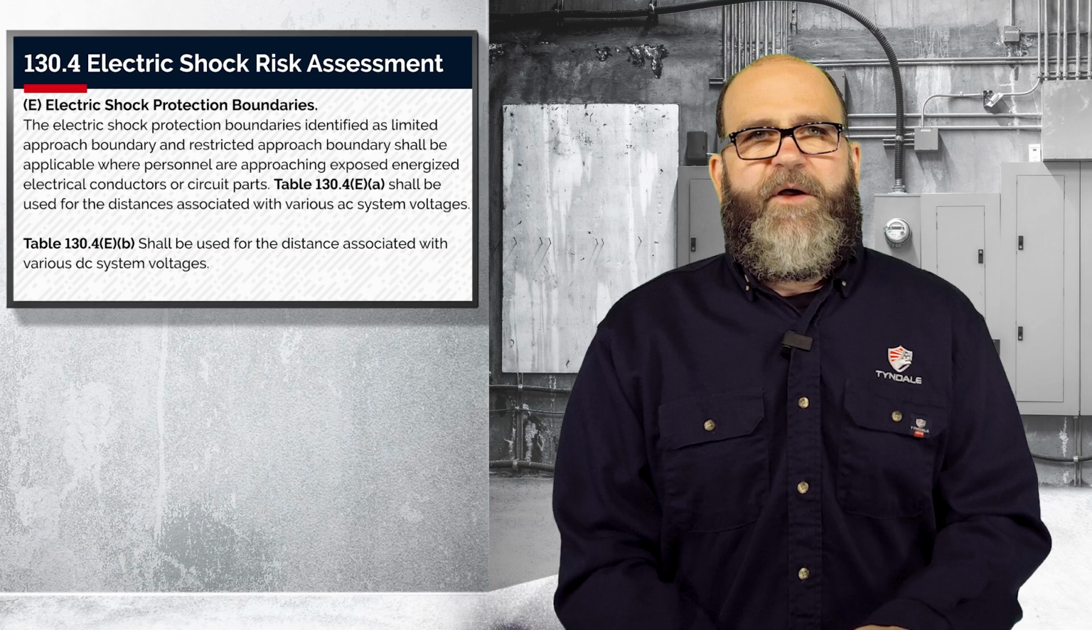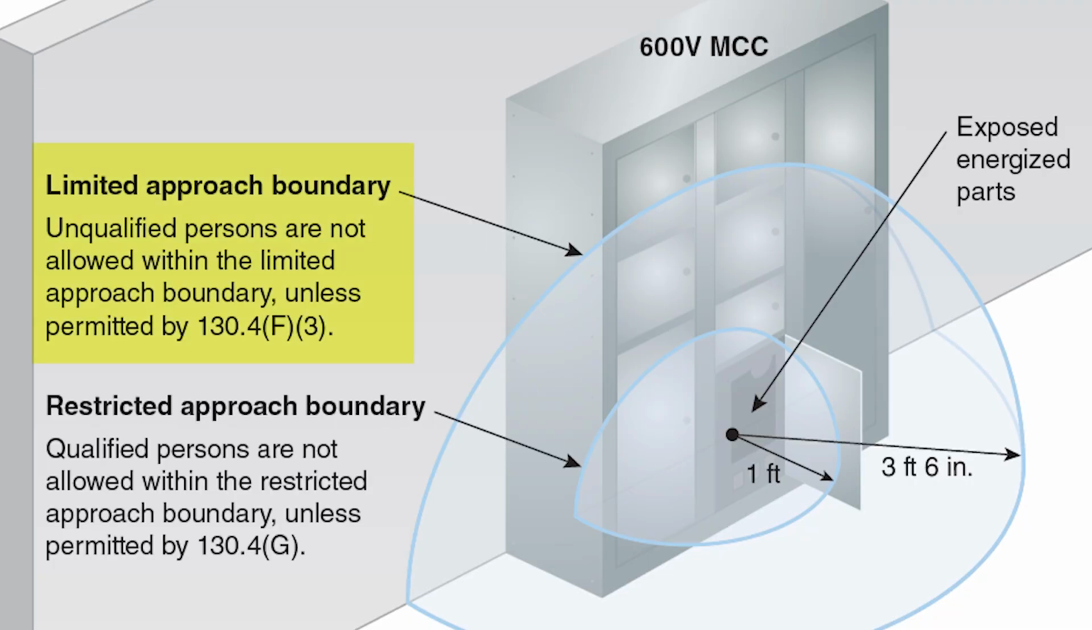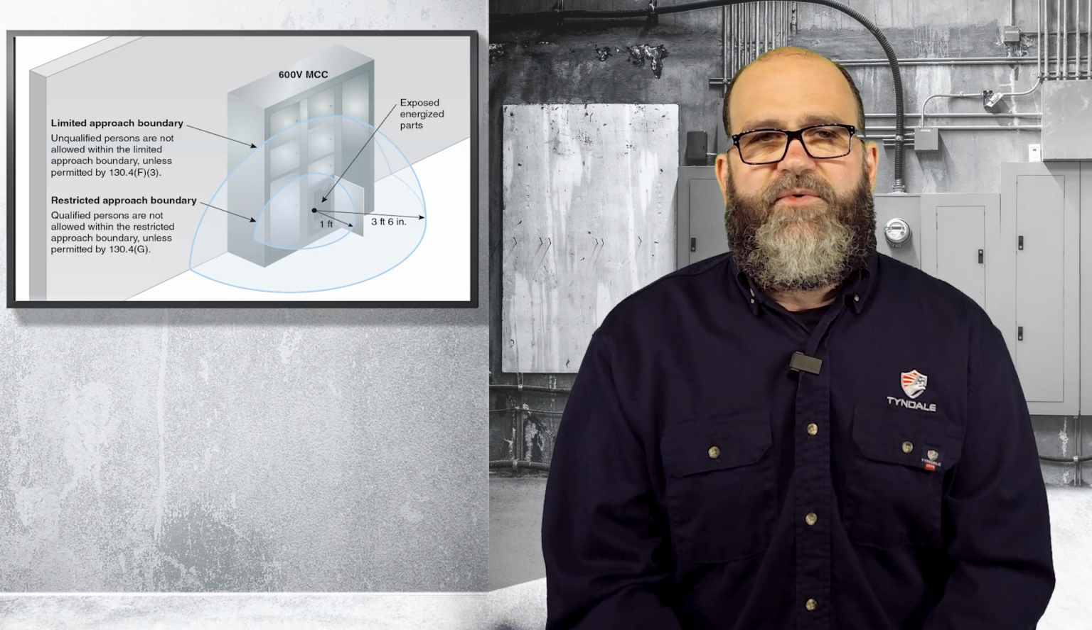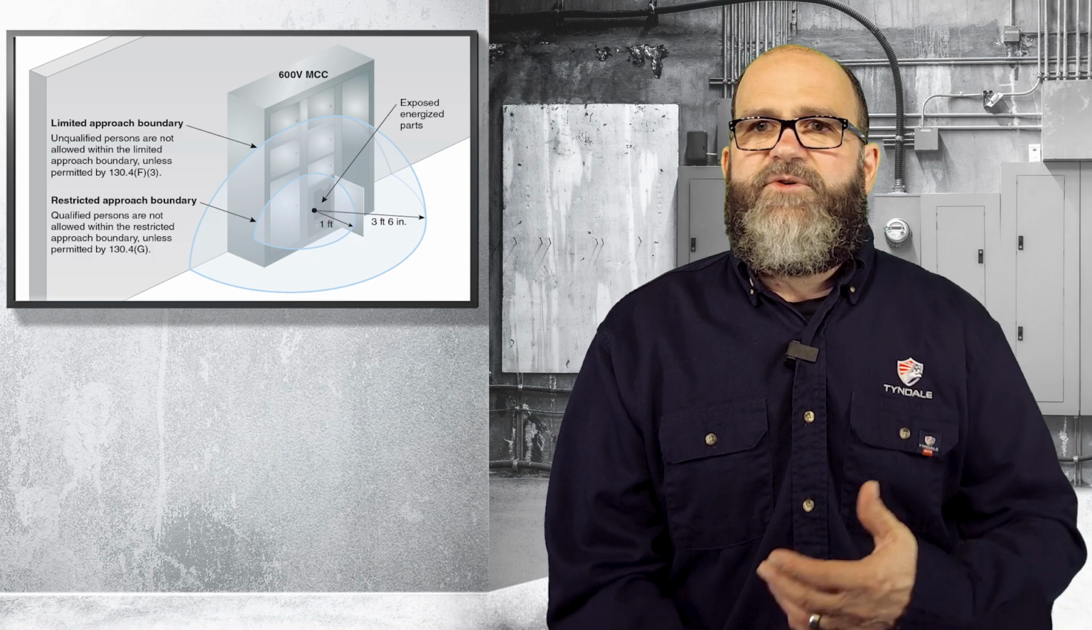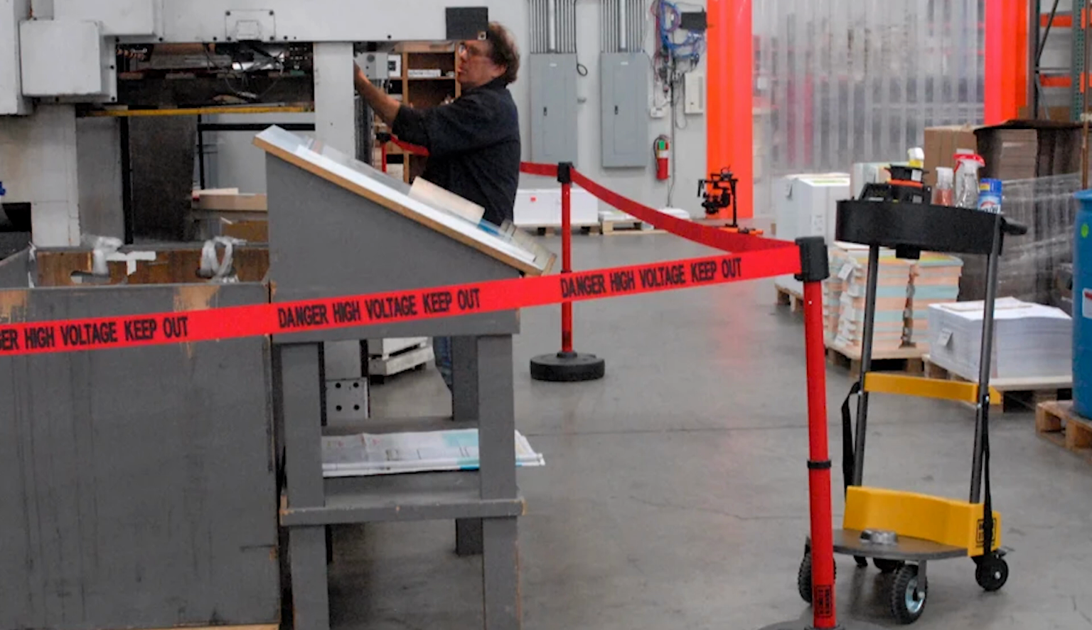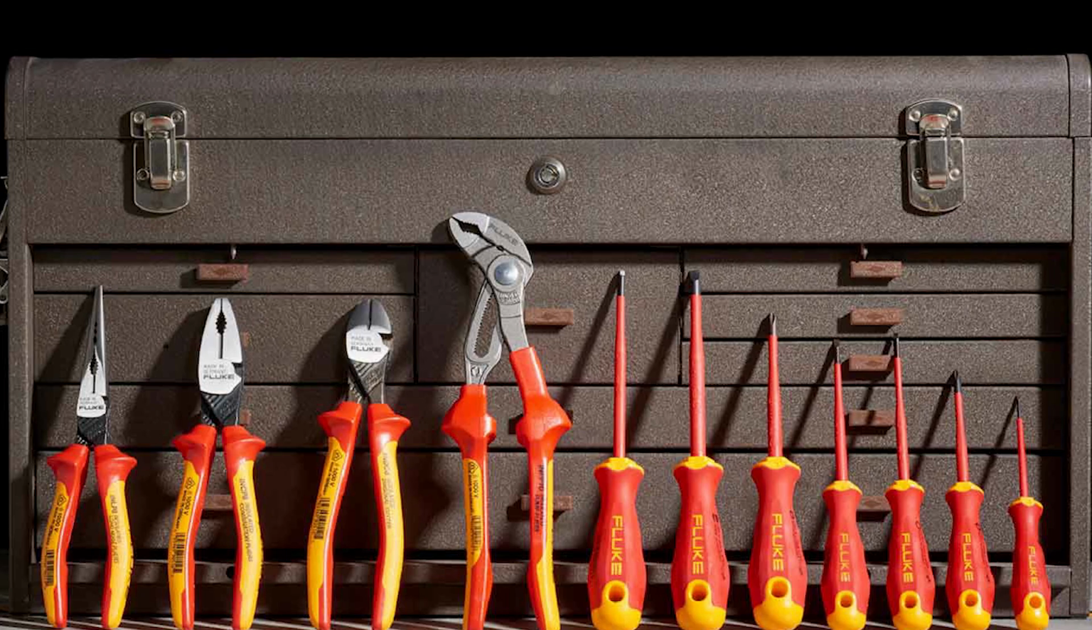So to sum up 130.4E, there are two shock boundaries, right? Again, one is for that unqualified person, so they can't reach in and touch your work or your exposed parts. And the other one is the restricted approach boundary. That's the one we're going to focus on today. That one's closer to the hazard and is for you, if you're the qualified worker, to understand when to start using your safe work practices, such as some insulated tools, your PPE, maybe energized work permits, that kind of stuff.